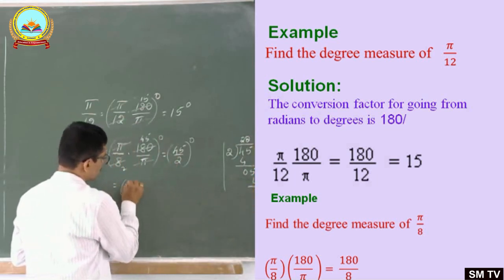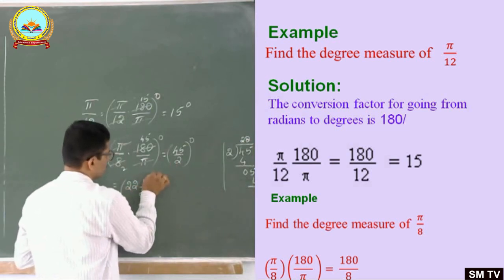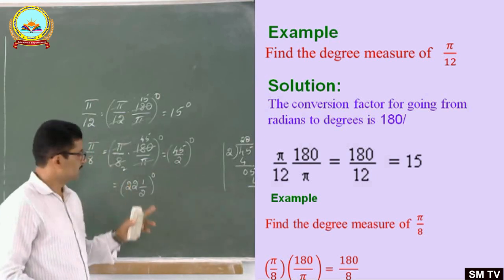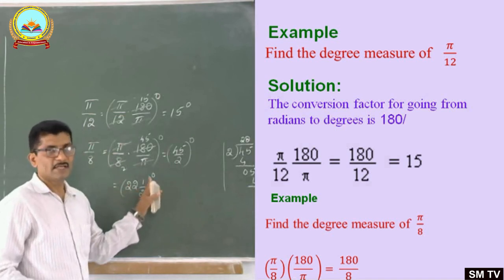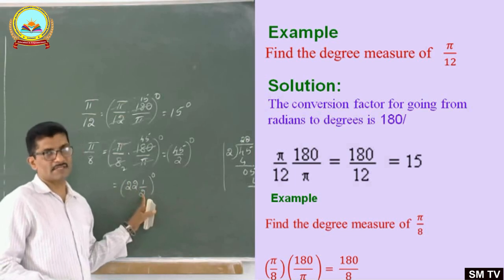Therefore we can say that this value is equal to 22 and 1 divided by 2. Pi by 8 radian is exactly equal to 22.5 degree. This one is 1 divided by 2 degree, a fraction of a degree.